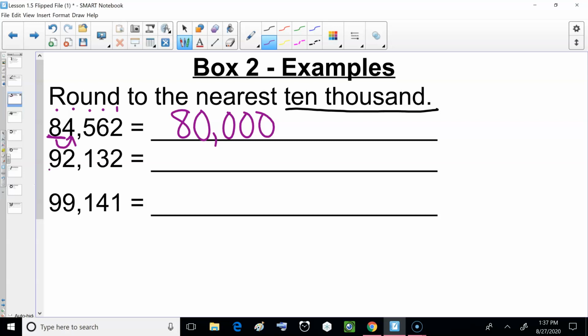So same thing as well. Here's my 10,000 place value. We look at the place value to the right, which would be the thousands. It's a 2. We know 4 or lower, the place value stays the same. That should be a 9. And the remaining of them turn to zeros.